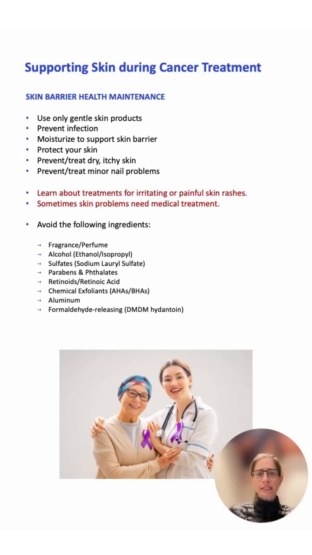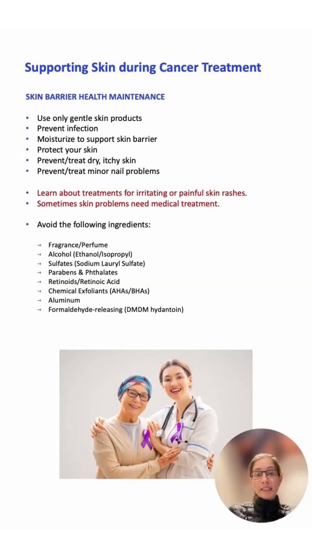In terms of ingredients, things to look for and avoid: fragrance or perfume, because these trigger allergic reactions and can lead to nausea, which is common in people with oncology treatment using scented products. Ethanol that we talked about, because this strips moisture, causing extreme dryness. Sulfates like sodium lauryl sulfate, because these harsh detergents damage the skin barrier further. Parabens and phthalates, which are preservatives and plasticizers, which have been suspected of being endocrine disruptors.